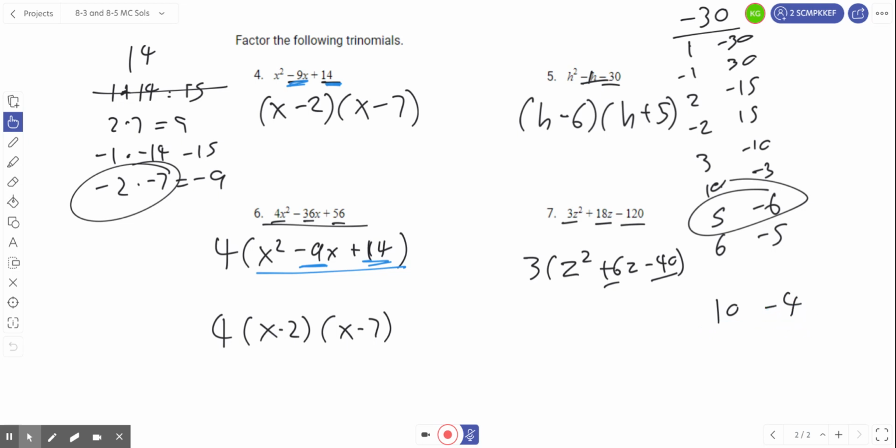So you don't always have to write out all the factors. Once you've done a few of these, you might get quicker at recognizing what your answer is going to be. So in this case, my factors are z plus 10 times z minus 4. And we still have that 3 out front. So there's my final answer. Oops, I underlined the 10 there.